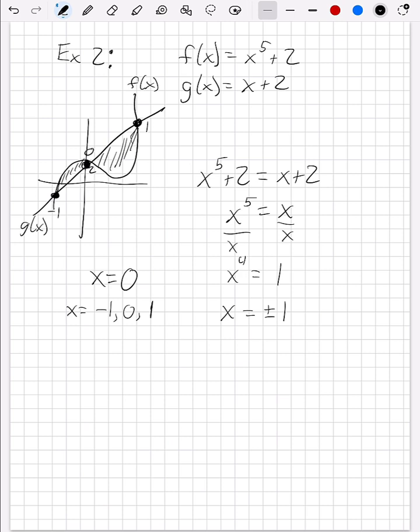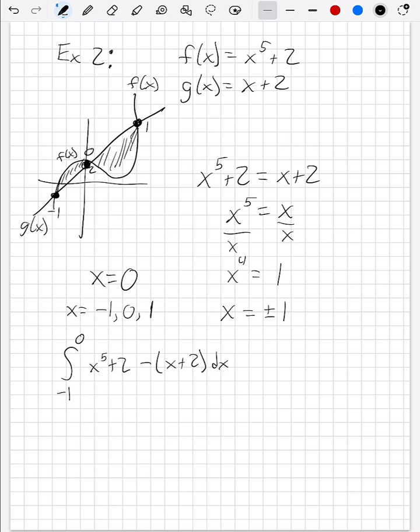Notice these values are always on the x-axis, similar to when we do any kind of integration. All right. But what I have now is two areas. Okay. So I need to add those areas together. And so what I'm going to say is from -1 to 0, my f of x was on top. So I have x to the 5th plus 2 minus x plus 2 with respect to x.